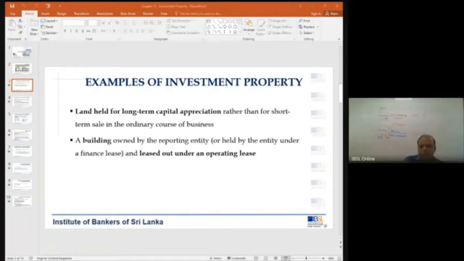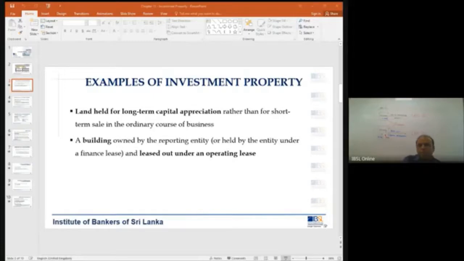Definitions. So what do you mean by owner-occupied property? Owner-occupied property is property held by the owner for use in the production or supply of goods or services. That we know. Fair value, I don't need to go back again and explain, that we have already learned. Cost, you already know. Then carrying amount, you already know, because I explained it in detail under PPE. So what we have learned under PPE is not different here. It's the same thing. Fair value, cost, carrying amount, everything is the same.